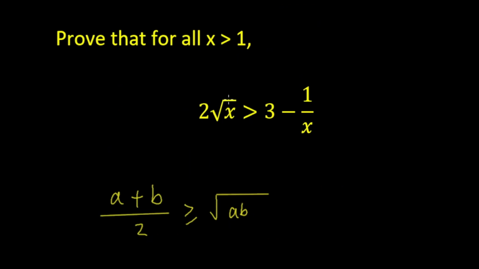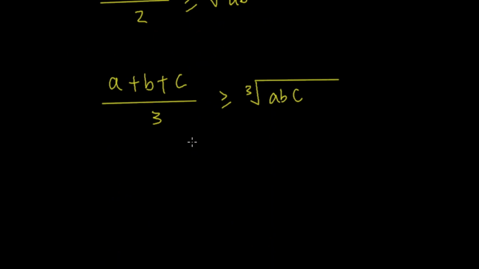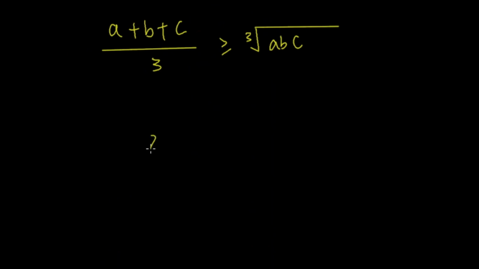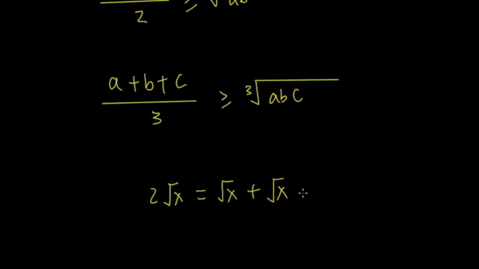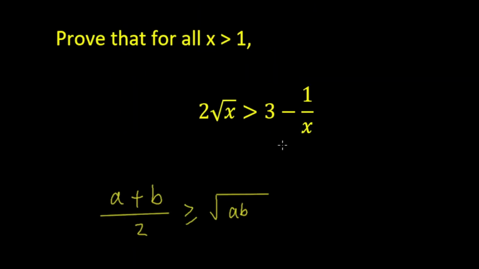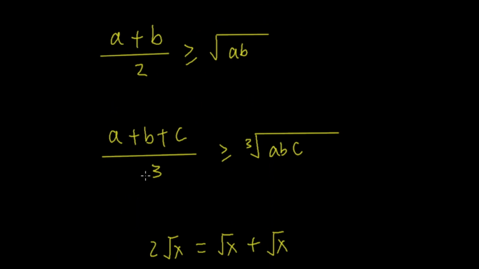So I'm going to break down 2 times square root of x into two terms. Here, 2 times square root of x is the same as square root of x plus square root of x. Now I have three terms, 1, 2, and 3, all the terms with the variable x. Now let's apply this inequality here.